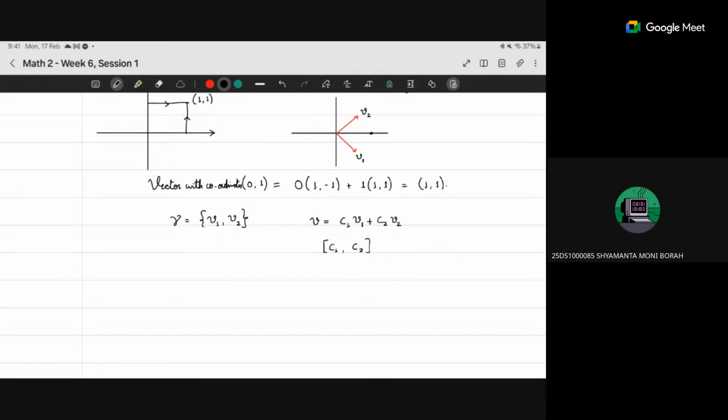Is that clear? Just forget about everything in the past. I'm just saying that consider any basis v1, v2. Any vector can be written as a linear combination. You pick its coefficients in that order, and that is called the coordinates of that vector. c1, c2 is the coordinate vector.